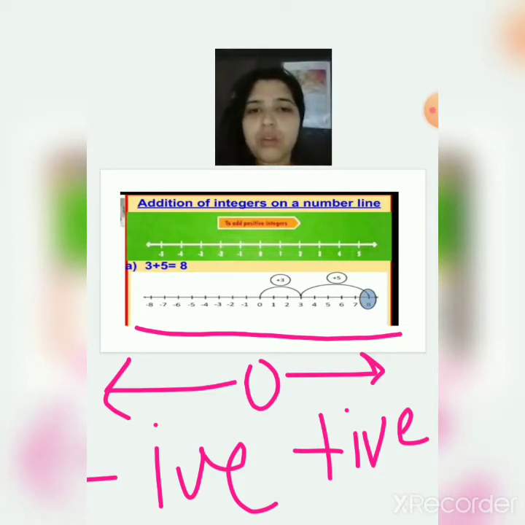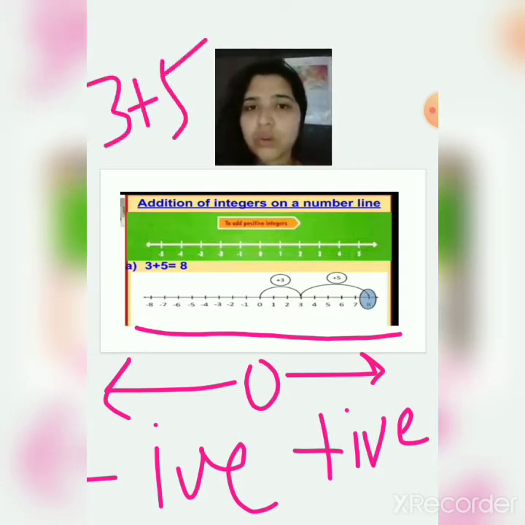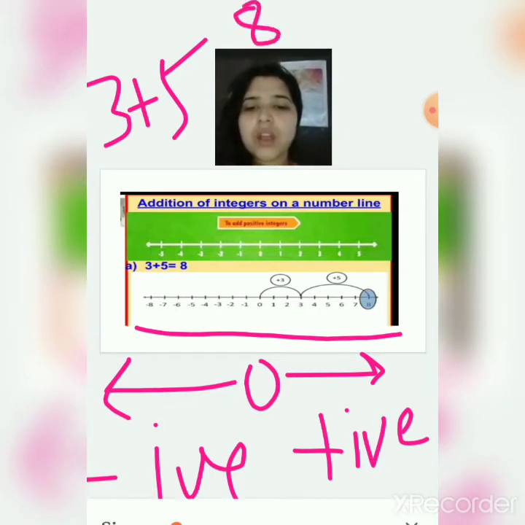Now we have 3 plus 5. As you all know, 3 plus 5 is 8. So you will start from 0 and go directly to 3, the first number. Now, because we are doing 3 plus 5, you can take 5 steps: 1, 2, 3, 4, 5. It will directly go to 8.